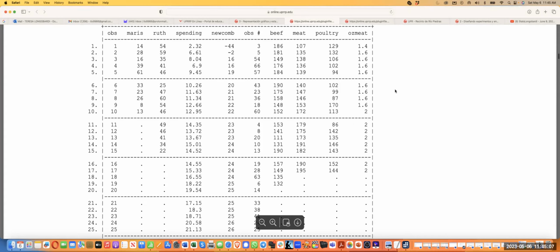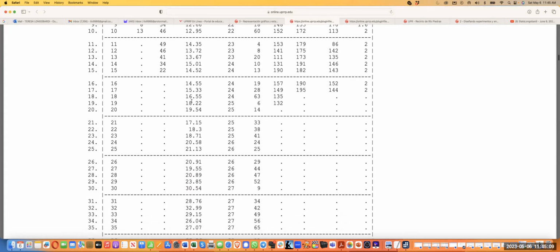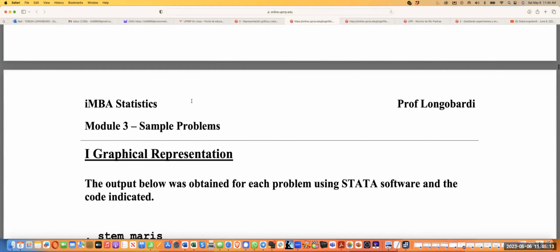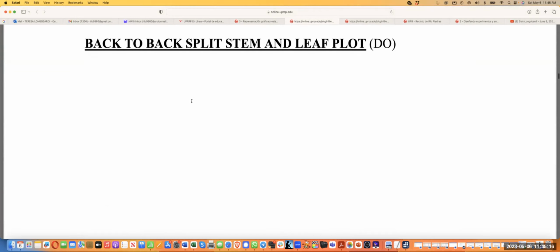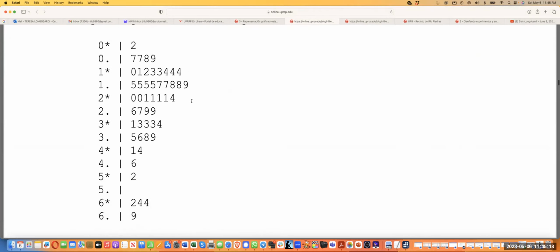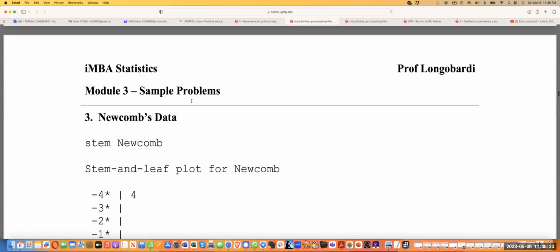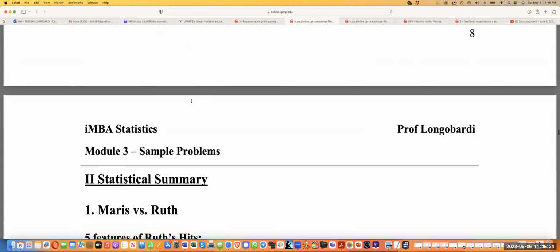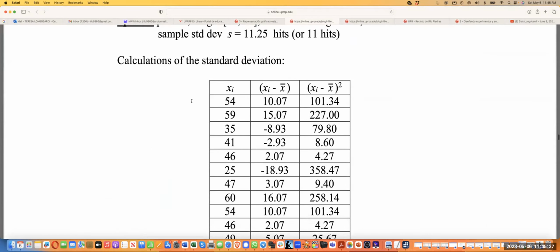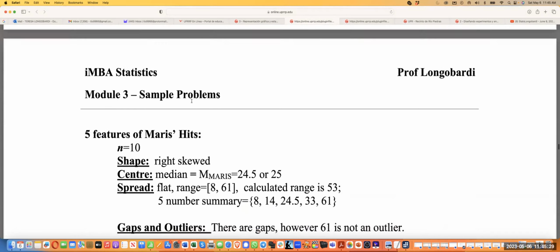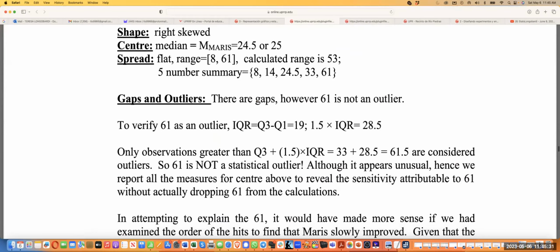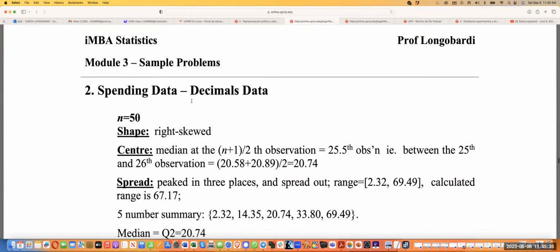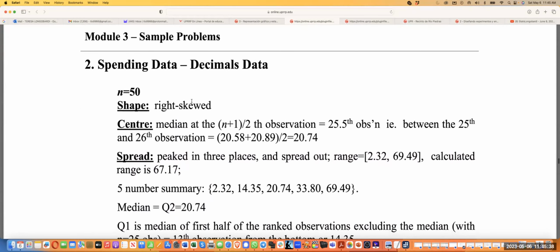This is the data. Remember back here, we got the spending data. What I have is the data presented, then a discussion of making the graphs, and I have a summary. So let me go to the summaries. Here's a summary for the first data set. You guys can read through that. This is for the spending data, in the document called sample problems.